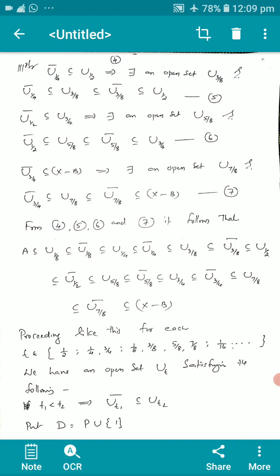Proceeding like this for each t element of this collection, that is 1/2, 1/4, 3/4, similarly 1/8, 3/8, 5/8, 7/8, etc., we have an open set Ut satisfying the following conditions, in order with the theorem star, theorem 1: t1 less than t2 implies Ut1 bar is a subset of Ut2. Put D equal to P union the singleton set {1}. Singleton set 1 is included.